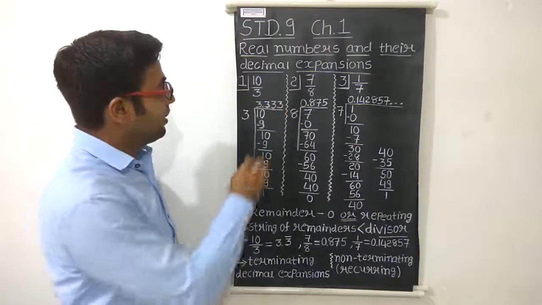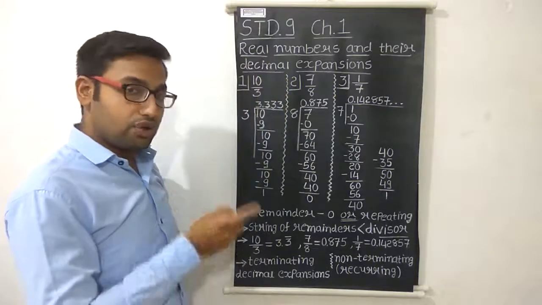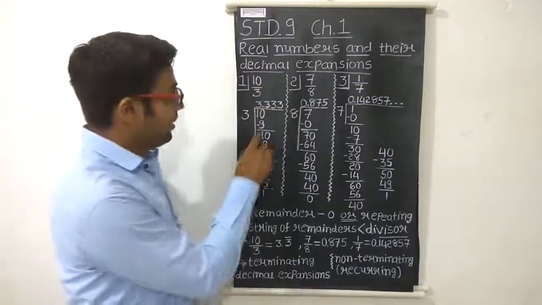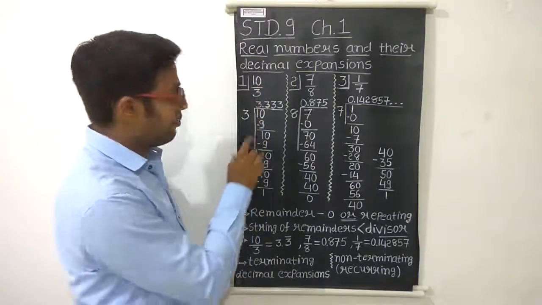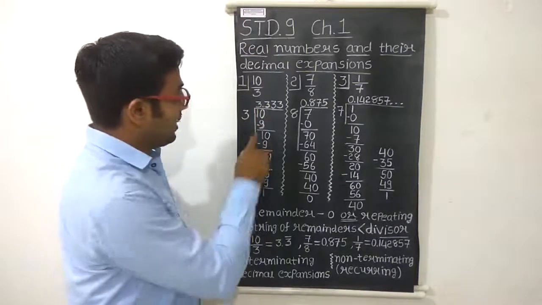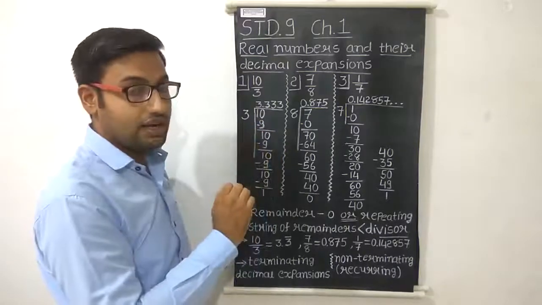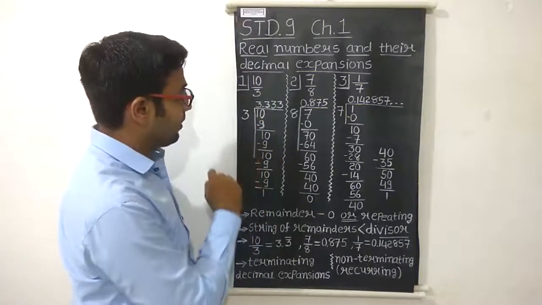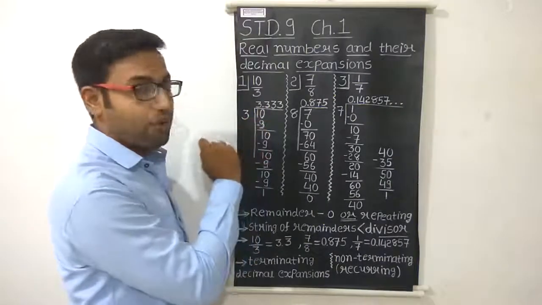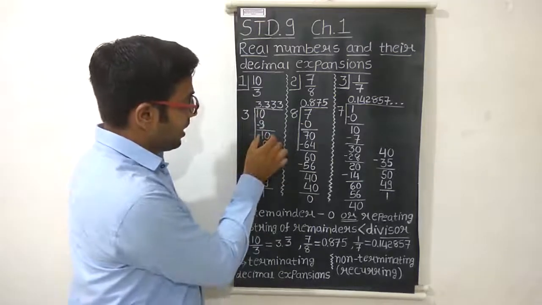Now, what will happen if we represent this in decimal form? To represent it, we divide 10 by 3. What is the quotient here? 3 3s are 9. By subtracting 9, we get 1 as the remainder. For the division, we take the decimal point and a 0 here, so it becomes 10.